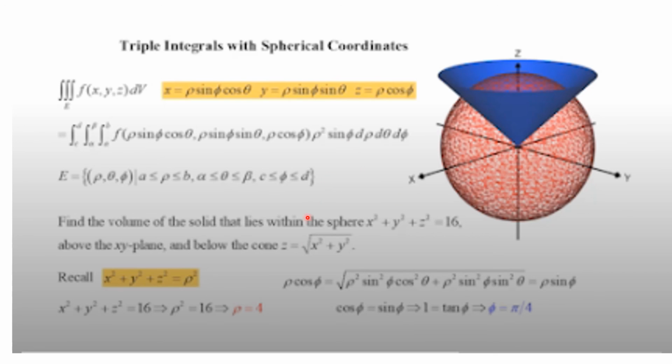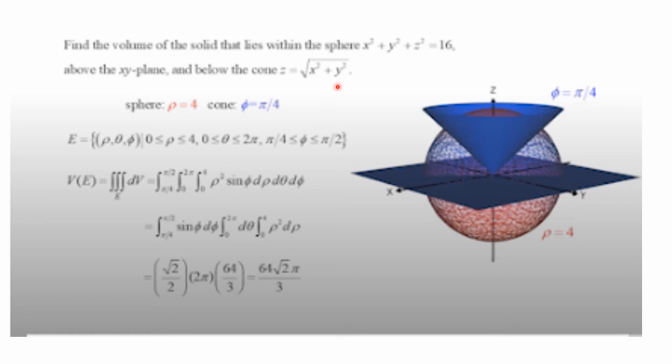Now in this case, we're finding the volume that lies within the sphere, above the xy plane but below the cone. So phi is going to go from pi over 4 to pi over 2. Okay, so let's put it all together then. So this is the integrals and the limits that we have. Here's another picture of that. You can see what we're finding the volume of.